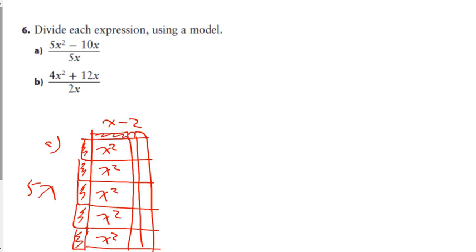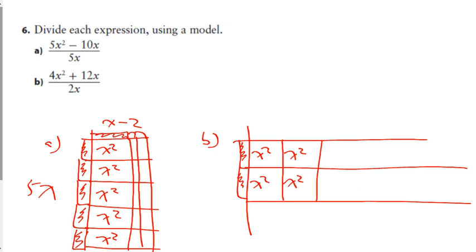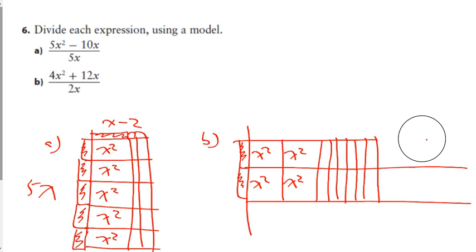In B, we'll start with our area again. Put down my 2x here, so 1x and 2x. The side I know. Put some lines over here. Hopefully I have enough space here. 4x squareds, there's 2 of them. There's 4 of them. And now I have to get 12 x's. There's 2, there's 4, there's 6, there's 8, there's 10, there's 12. Erase my lines.